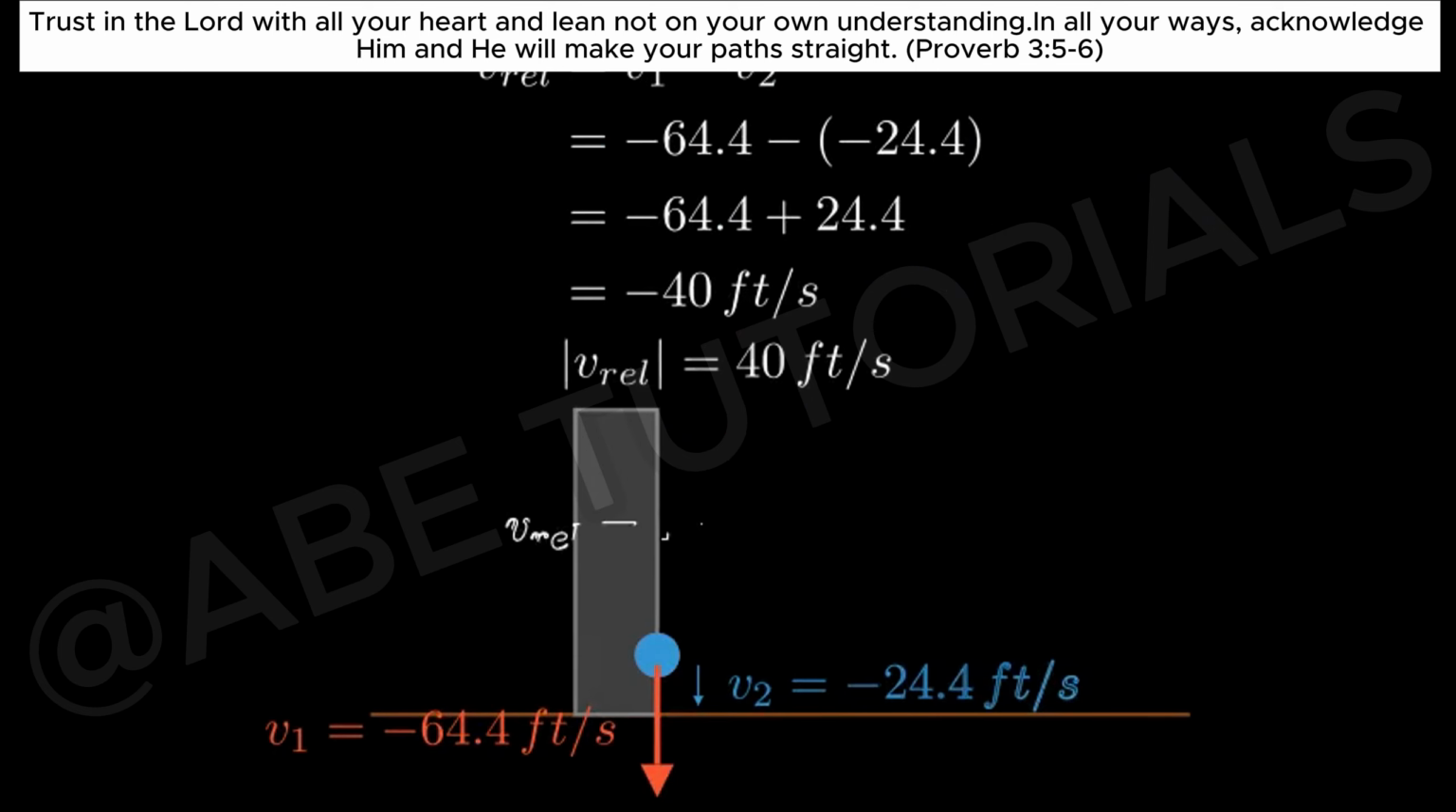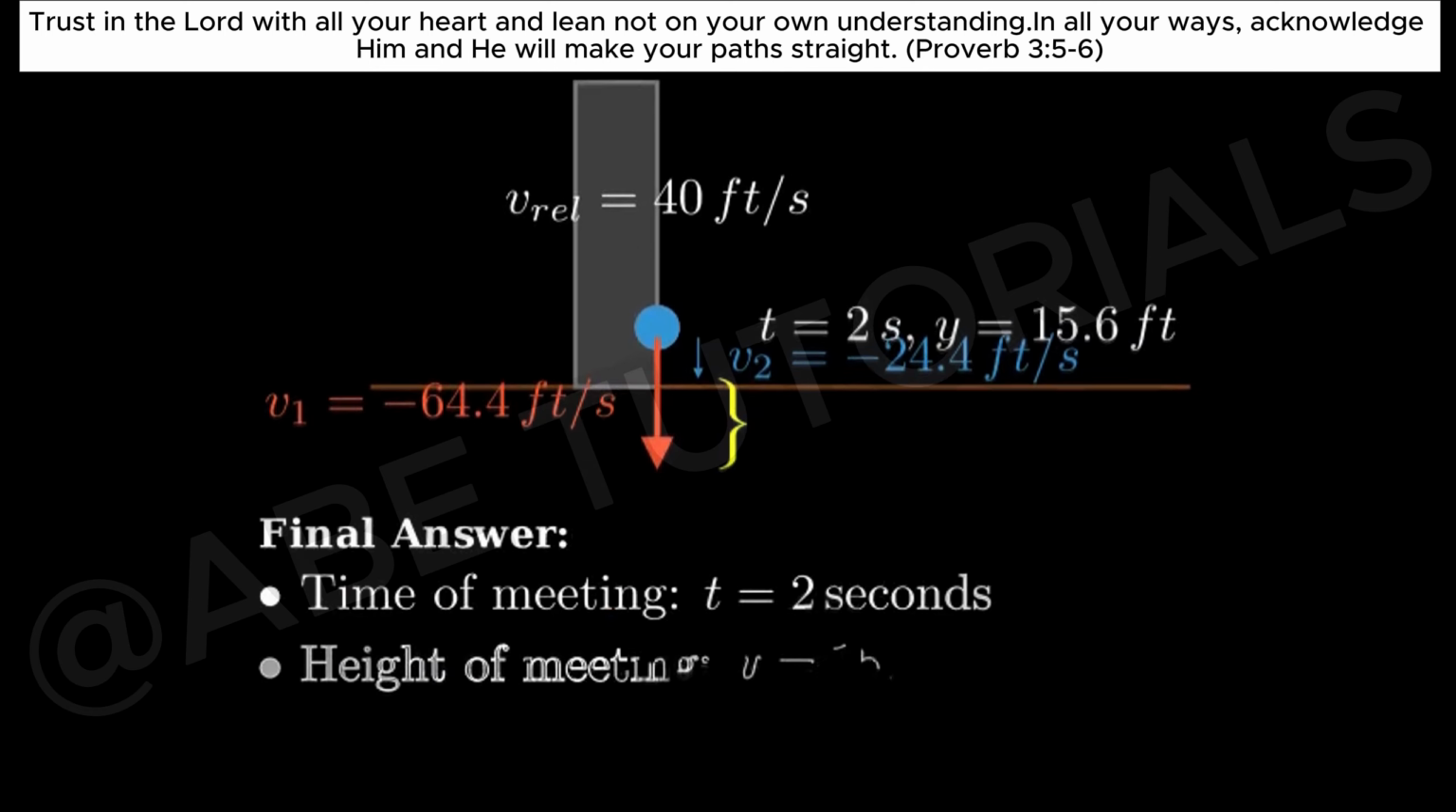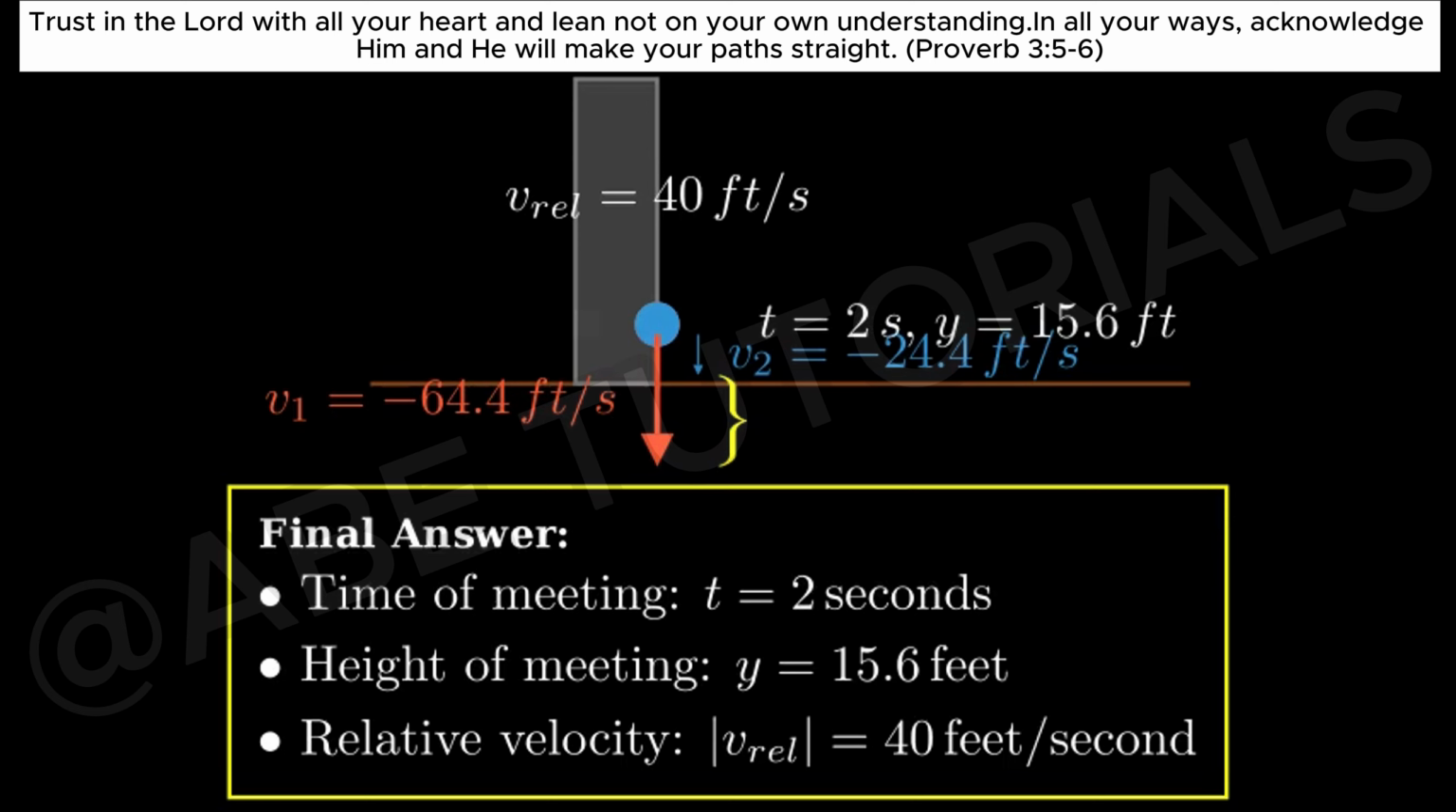In this problem, both balls are moving downward when they meet. Ball 1 has been accelerating from rest for 2 seconds, while ball 2 has passed its maximum height and is on its way down, but hasn't been falling as long. To summarize, the balls meet after 2 seconds. They pass at a height of 15.6 feet from the ground. Their relative velocity is 40 feet per second.